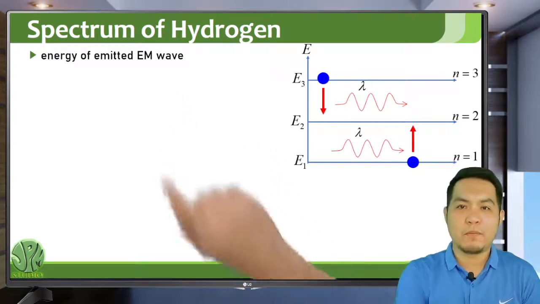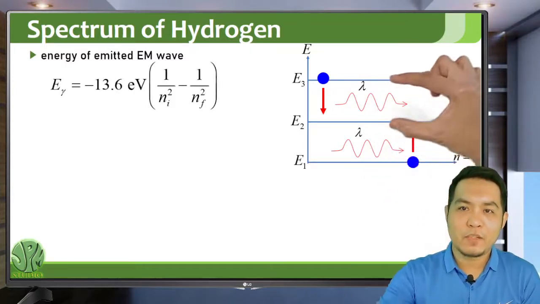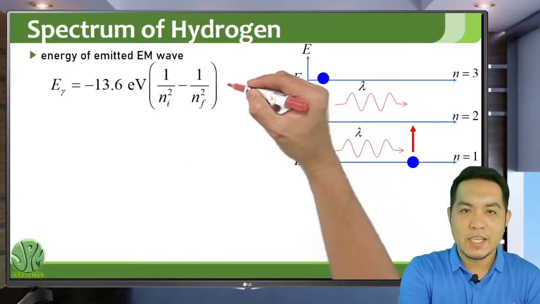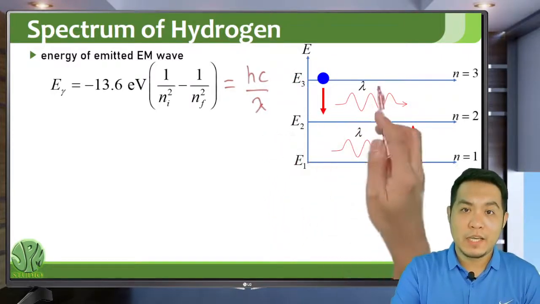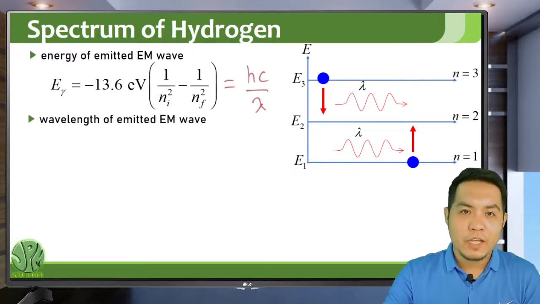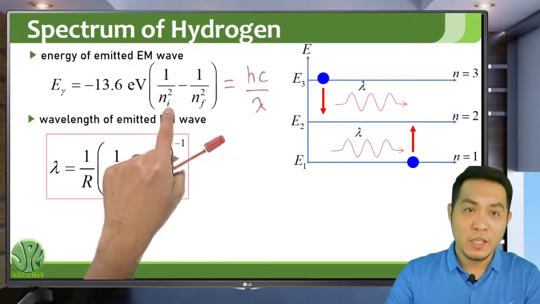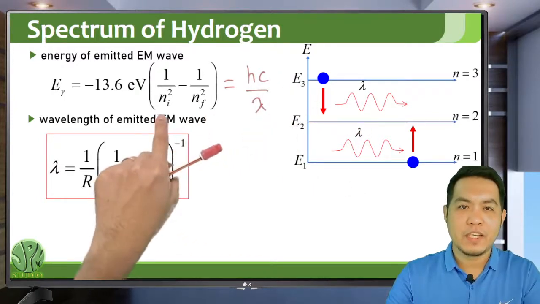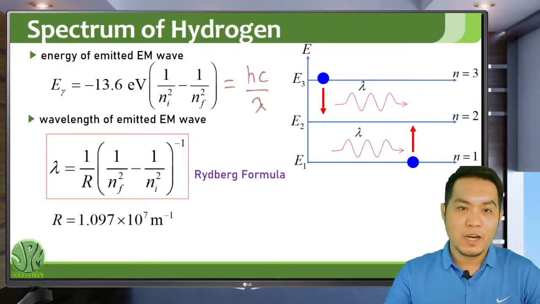Now, just focusing on the emission, the energy of this emitted photon, or light, or electromagnetic wave, is just the difference of these two energy levels. Using the Bohr formula, we get this difference. Take note that since this is the energy of a photon, it is equal to hc over lambda, where lambda is the wavelength of the emitted wave. Using that relationship, we can solve for the wavelength of the emitted wave. By the way, ni here is the initial energy level, and nf is the final energy level. It is assumed here that since this is a spontaneous emission, ni is greater than nf. This formula is usually called the Rydberg formula, where R here is the Rydberg constant. Its unit is inverse meter, 1 over meter.